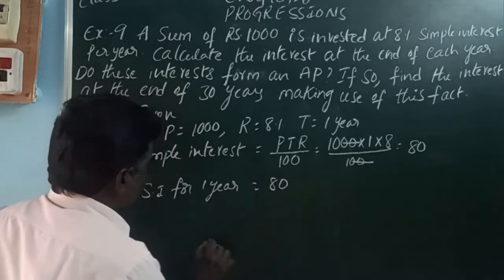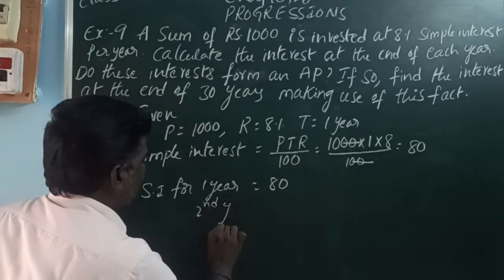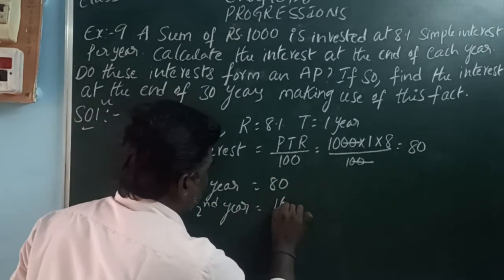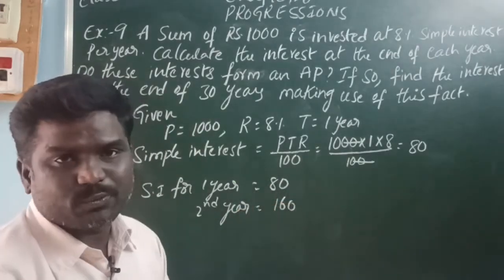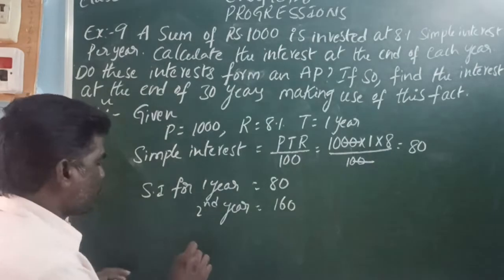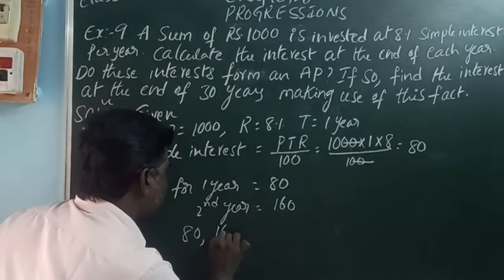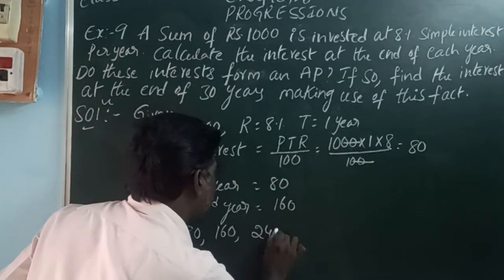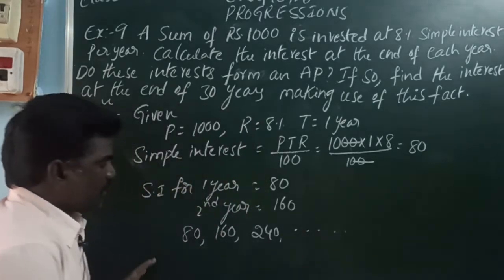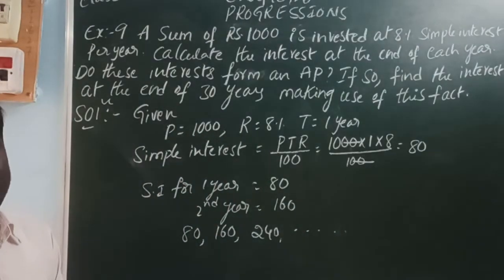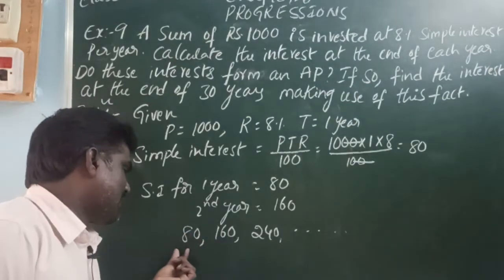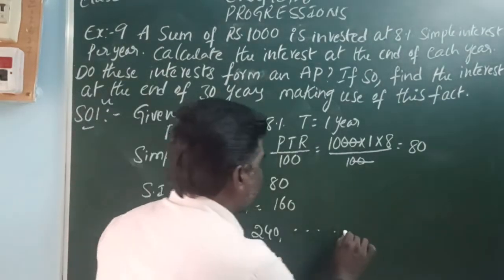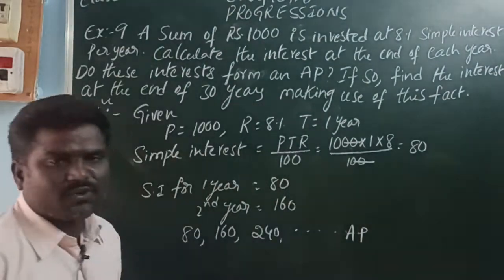Next, the second year is 80 plus 80, that is 160. The third year is 240. So here 80, 160 and so on, 240 and so on. What is the common difference? 80. Common difference means the difference between two consecutive terms. Here 160, 80, what is the difference? 80. So it forms an AP.